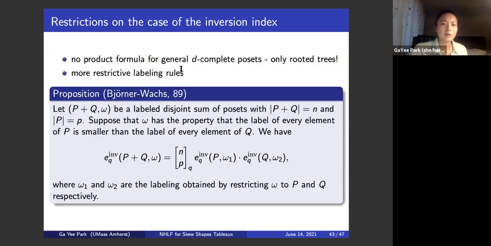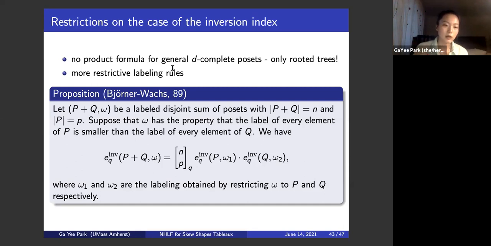Recall that when I was talking about the d-complete posets and introduced the q-analogues of those d-complete posets, for the inversion case it only had the formula for the case of rooted trees. And it was very specific. The labeling of the trees had to be natural. So there's that, and there are even more restrictive labeling rules.